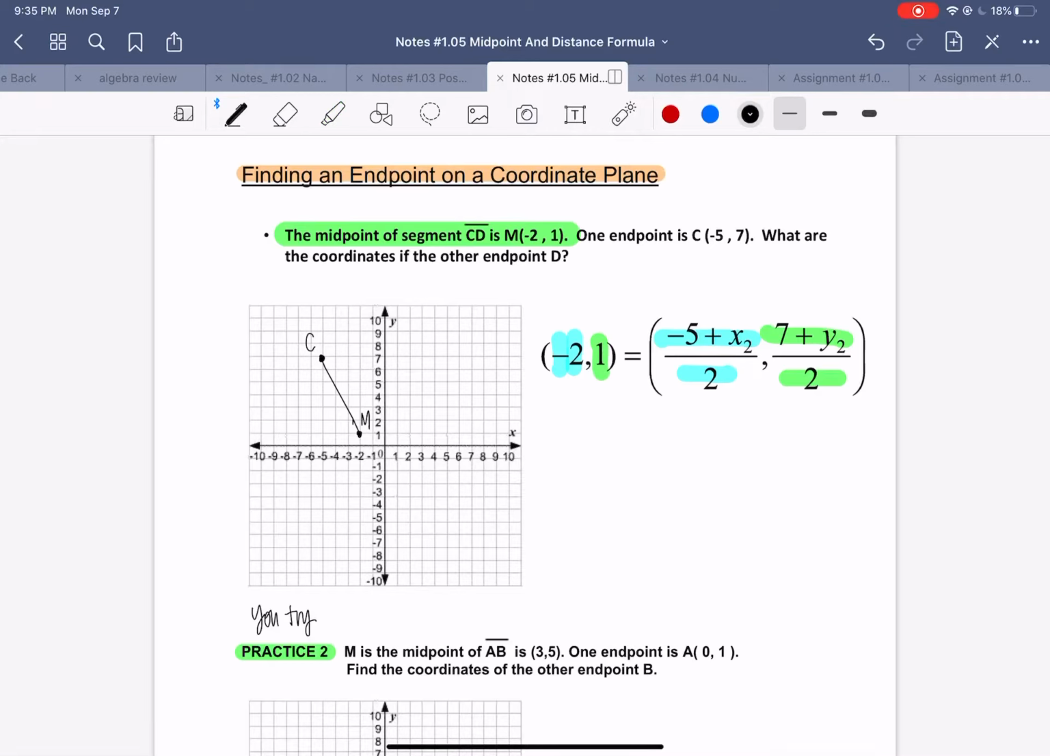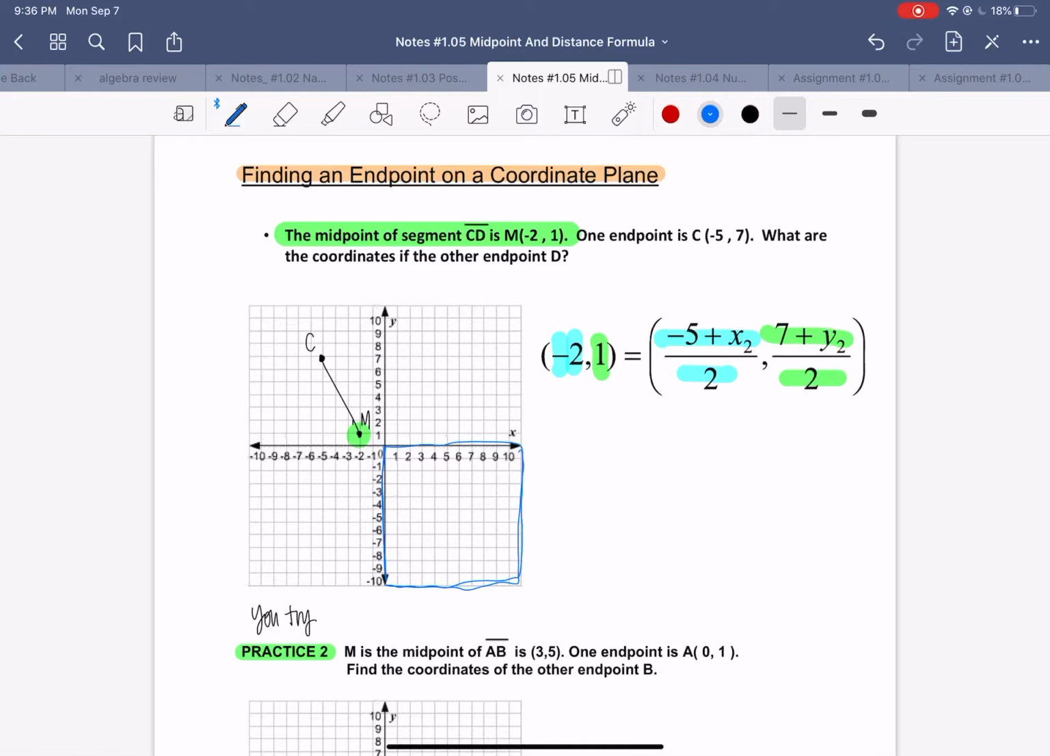So if the midpoint is right here, what quadrant do you think our point D will be in? If you were thinking quadrant 4, you are correct. So we're kind of guessing that it's going to be in this quadrant somewhere.